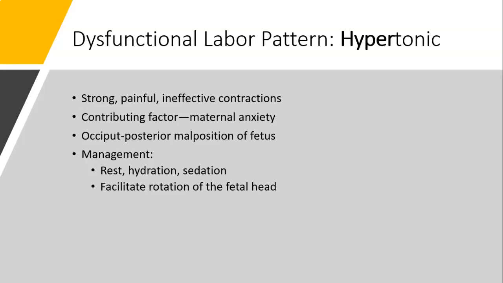Rest, hydration, and sedation are generally what we turn to. So the sedation can help reduce the irritability of the uterus and help to diminish the ineffective contractions. Medications that we use frequently for that are Demerol, Dilaudid, and sometimes morphine. Generally, after you give the mother and the uterus a rest, natural labor with effective contractions often resumes.